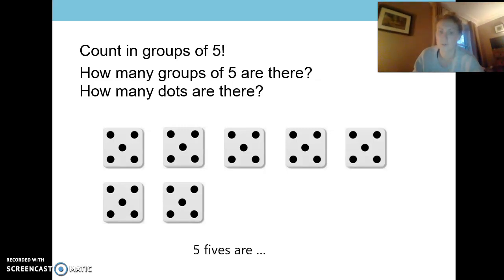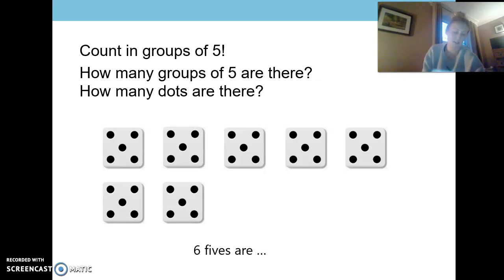Let's have a look at the next one. 6 5s are, I'm going to write that as 6 times 5 equals 5, 10, 15, 20, 25, 30. So I know it's 30.